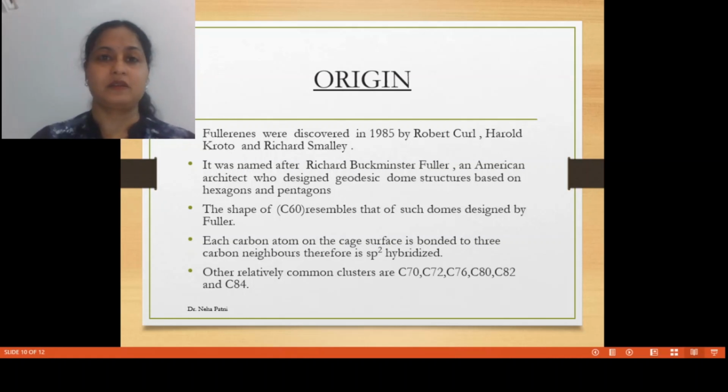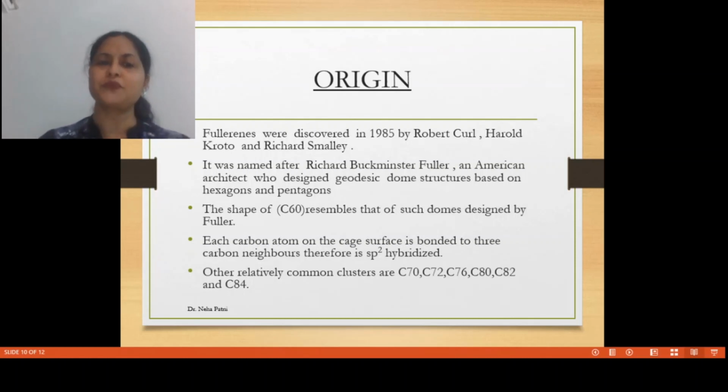As I said, Fullerene has been named after Buckminster Fuller, yet it was discovered in 1985 by Carl Croto and Smalley, but it was named after Fuller. And Fuller was basically an architect who designed a geodesic dome based on the structure of hexagons and pentagons, and that is how Fuller gave the name to Buckminster Fullerene. As I said, it has alternate pentagons and hexagons in its structure.